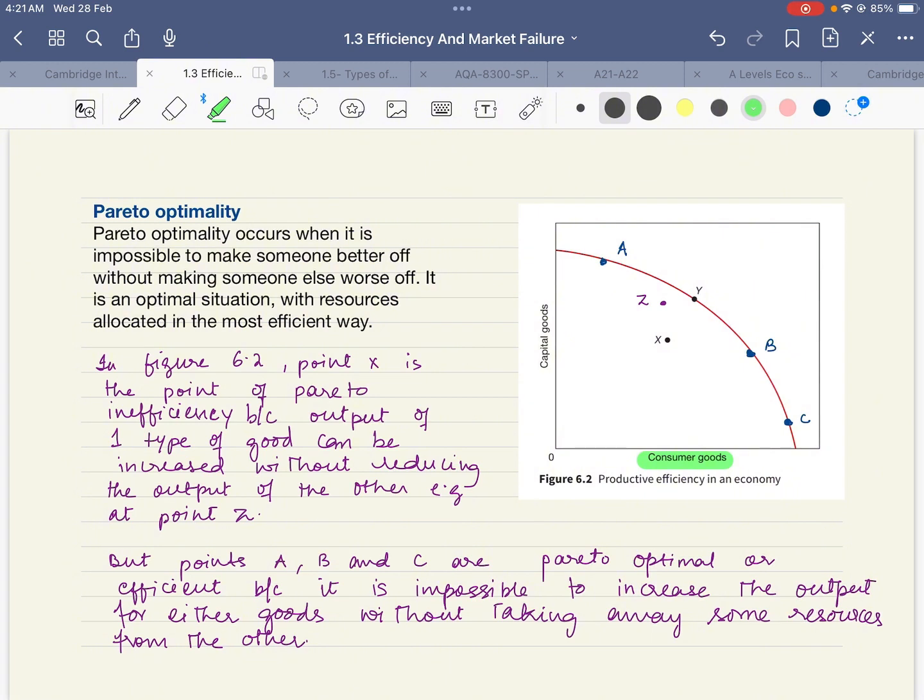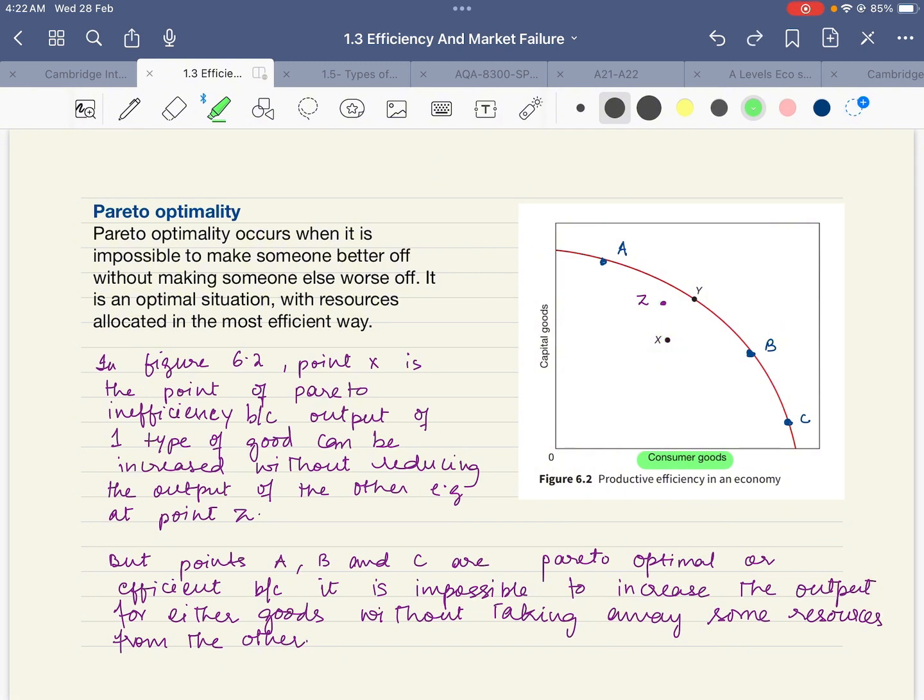There is no need to reduce the output of capital goods in order to produce consumer goods at which points? Point Z and point X. Why? Because there are idle resources sitting which can be used to increase the output.